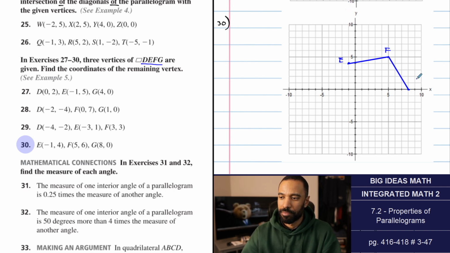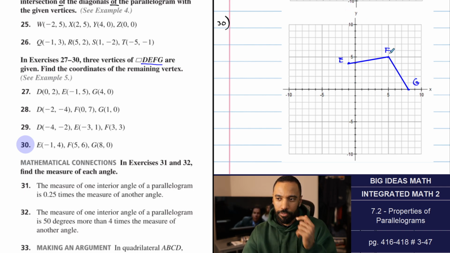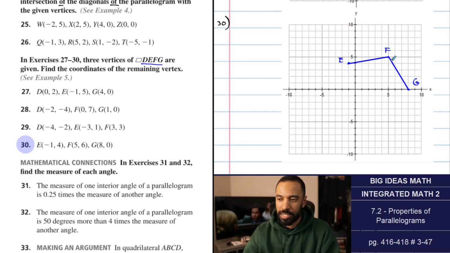D is going to be somewhere down there. Let's look at what we do from F to G, so we can do the same thing from E to D. Or from F to E, so we can do it from G to D. From F to G, down 1, 2, 3, 4, 5. Right, 1, 2, 3. Let's do the same thing here. 1, 2, 3, 4, 5. Right, 1, 2, 3. D is at 2, negative 1.